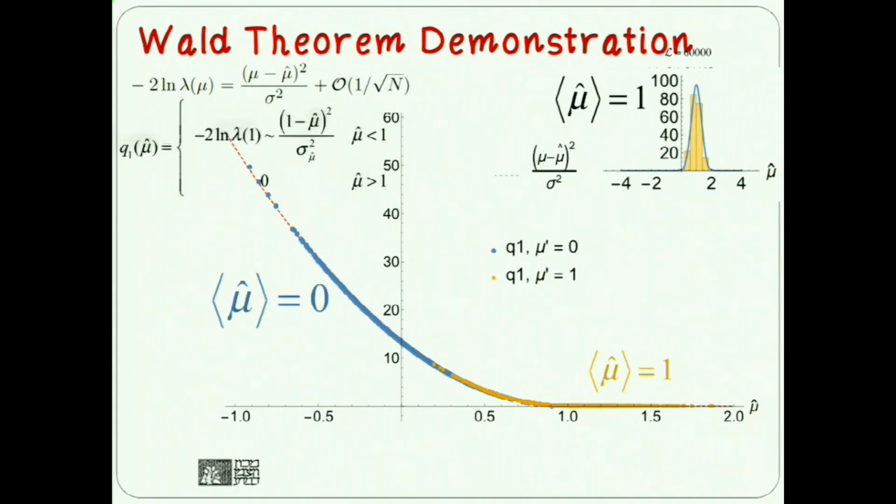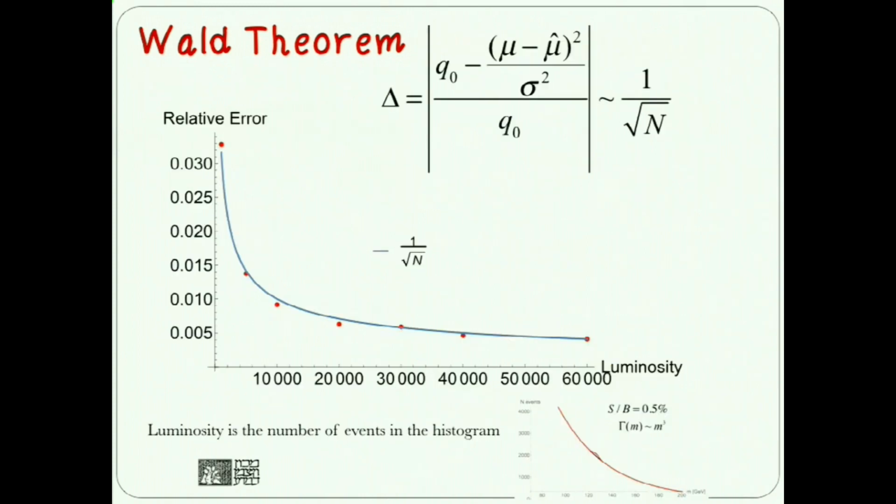And now I do this thing. If I generate events with alternative mu hat around mu prime equals 0, it acts beautifully like a parabola. That's the blue things here. If I generate events around mu hat equal 1, when mu prime is 1, then if mu hat is greater than 1, it is 0. And if mu hat is less than 1, I get a parabola. So Wald works perfectly. Now it takes time to digest Wald, but everything is in Wald.